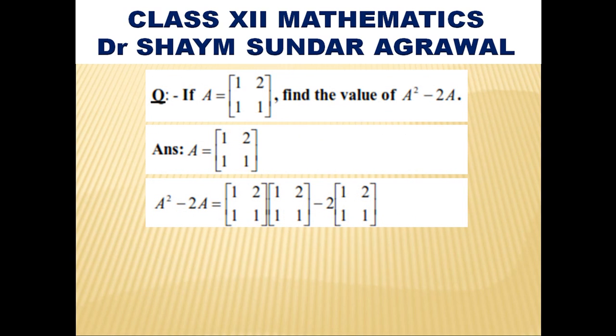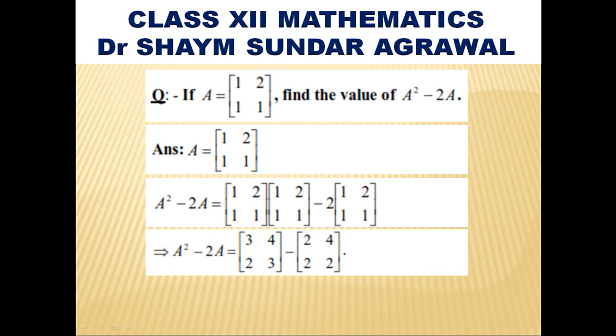By taking that, 1 into 1 plus 2 into 1 is 3, 1 into 2 plus 2 into 1 is 4, 1 into 1 plus 1 into 1 is 2, 1 into 2 plus 1 into 1 is 3, minus 2 times [1 2; 1 1] is [2 4; 2 2]. Then by subtracting that, we get [1 0; 0 1].